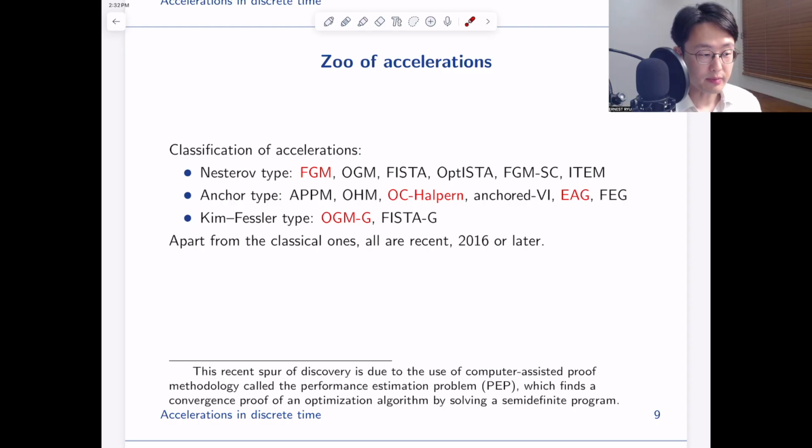And I'll just mention in passing, without going into any details, that the reason we are experiencing this spur of discovery in this field is due to the computer-assisted proof methodology called the performance estimation problem, PEP. What the PEP does is find a convergence proof of an optimization algorithm by solving a semi-definite program. I'll just leave it at that. So because of the PEP, we're seeing a lot of these new developments.